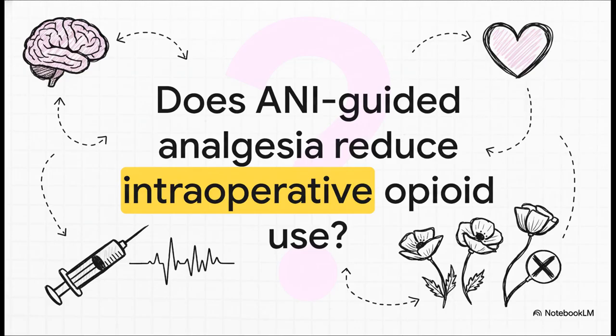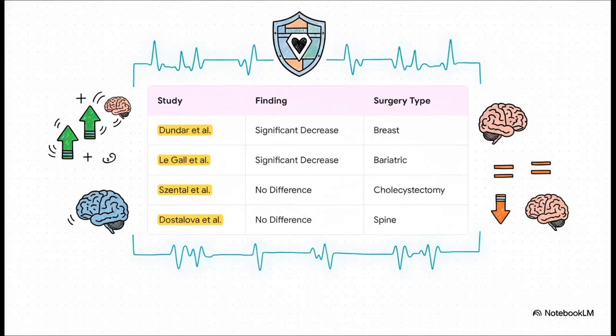Which leads us to the million-dollar question, right? Does using this thing actually help us use fewer opioids? Can it help us be more precise and maybe dial back our overall consumption during a case? And when you look at the randomized trials, well, it's a split decision. On one hand, you've got studies like Dundar in breast surgery and Legal in bariatric surgery that found the ANI group used significantly less opioid. That's a clear win. But then you have bigger trials like Zental in lap chole and Dostalova in spine surgery, and they found no difference at all compared to just watching the vitals the old-fashioned way.